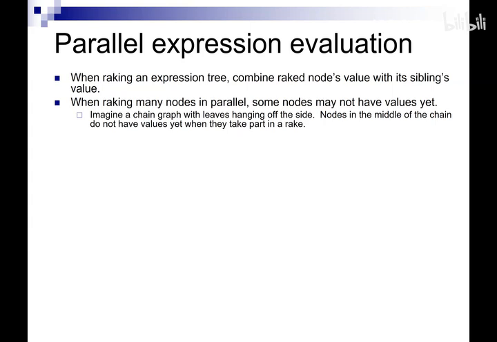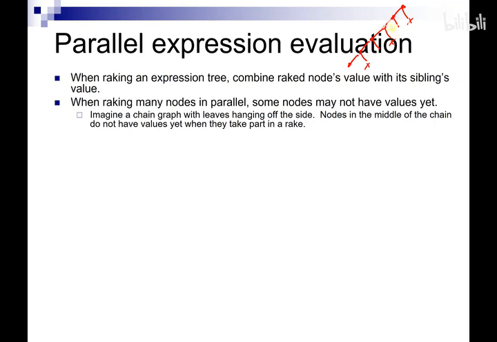Now, one problem is that we're going to rake many nodes in parallel, and sometimes when you do this, you could have nodes which do not have values yet. For example, suppose you have a chain graph looking like this, and now you have a bunch of children like this, and you're going to rake some of these children. Maybe you rake this guy, and this guy, and this guy concurrently.